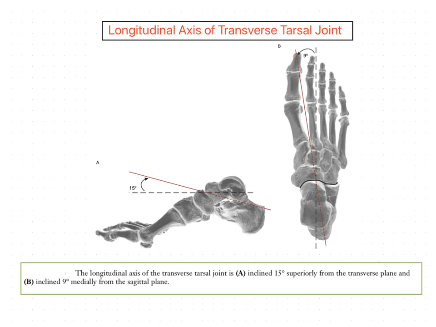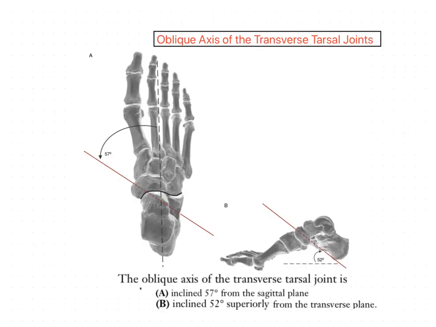Yes. Because these two axes also produce supination and pronation with the same components, that is triplanar movements, but the magnitude is different. The longitudinal axis predominates the inversion and eversion components in supination and pronation, whereas the oblique axis of the transverse tarsal joint predominates dorsiflexion, plantar flexion, abduction and adduction components over inversion and eversion motions in supination and pronation.